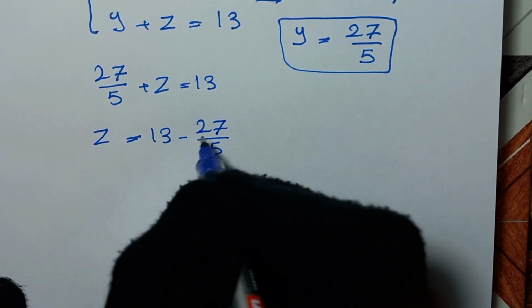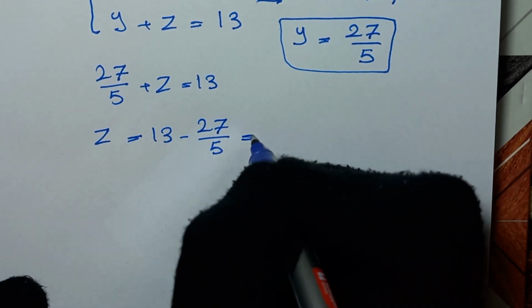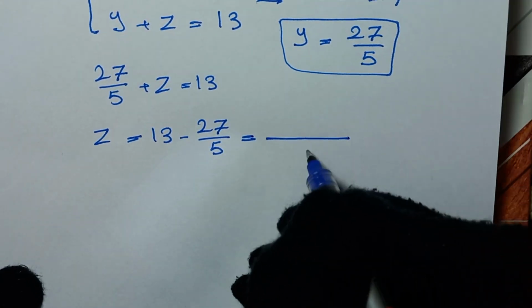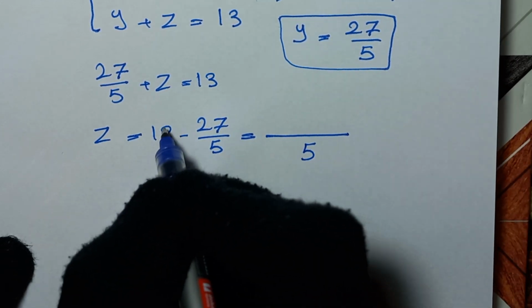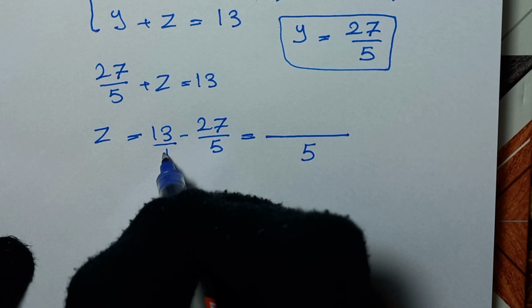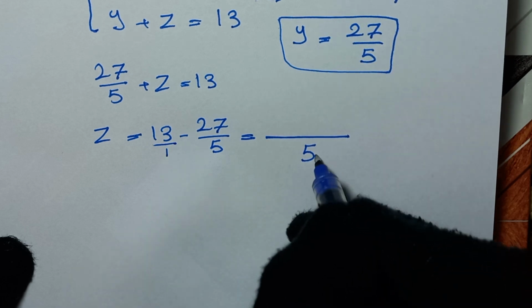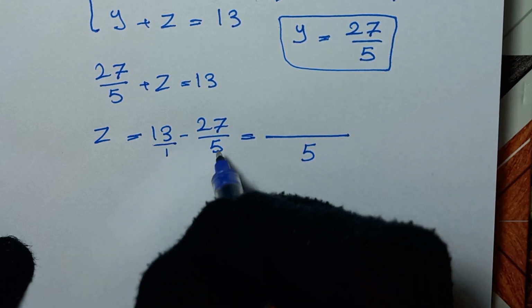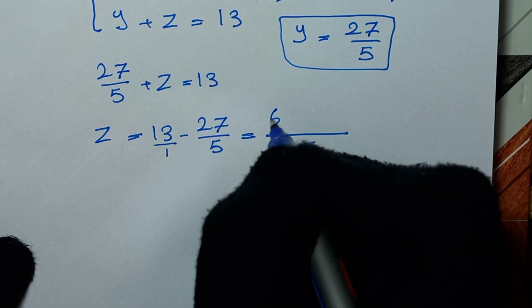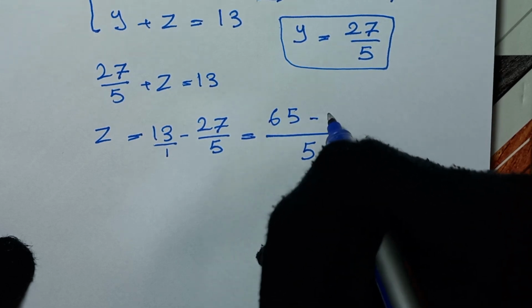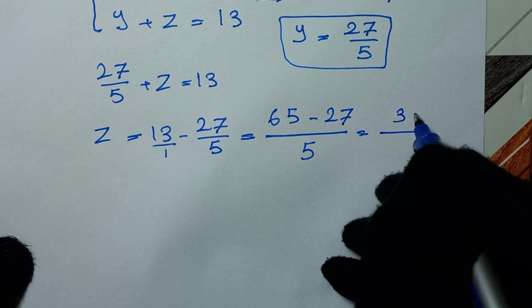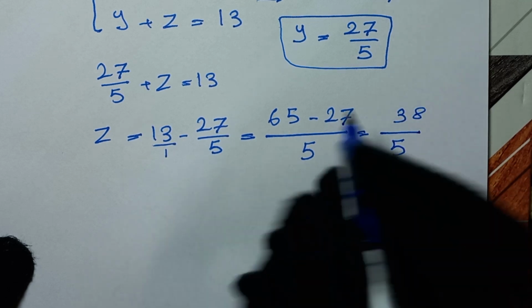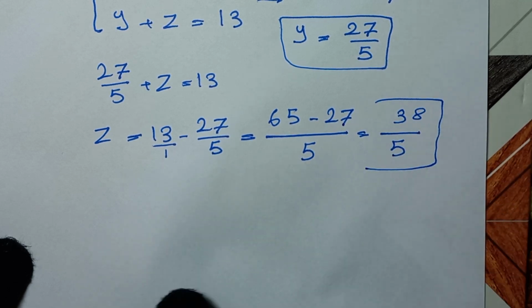And from these two numbers, we take a common denominator, so our common denominator is 5. So here we have 13 over 1, right? So this denominator multiplied by 5, so we multiply this numerator by 5. So it will be 65 minus 27, and this is equal to 38 over 5. So we find the value of z.